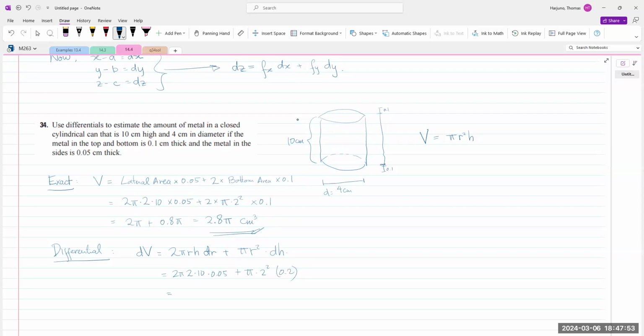Okay. So you will see this is actually 2 pi plus 0.8 pi. Oh, we get the same answer, exactly the same answer.